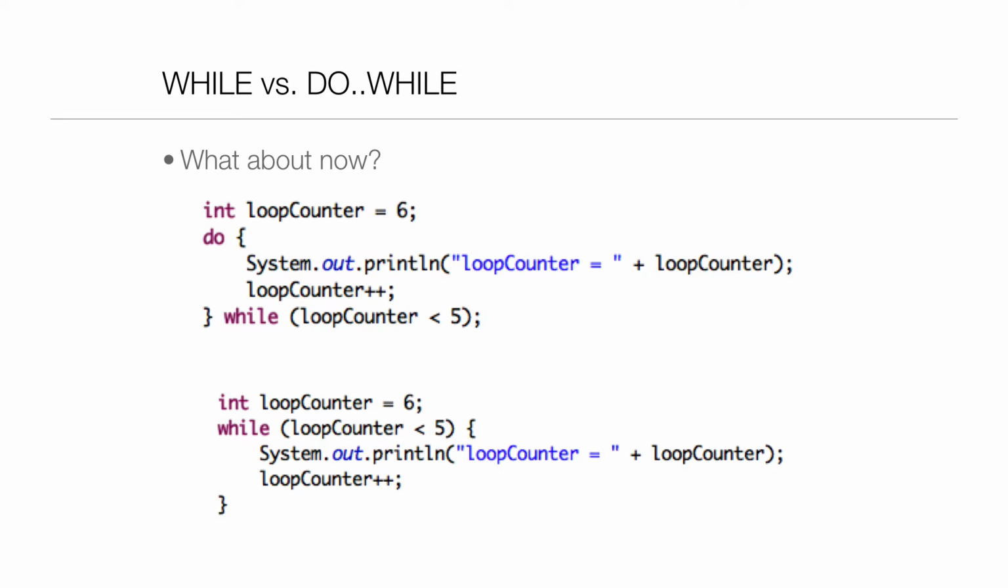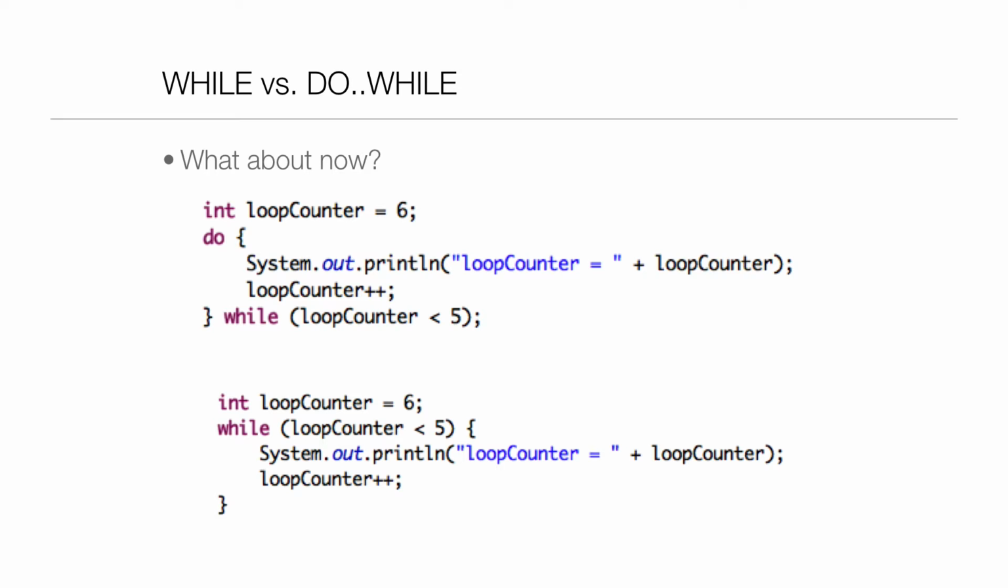It would say int loop counter equals 6, do system out print line loop counter equals 6. And then it will increase loop counter by 1. Loop counter is now 7. And now that condition, while loop counter is less than 5. Now loop counter is 7. So that would equate to false, because 7 is not less than 5. So it would jump out, but it would have already outputted loop counter equals 6.